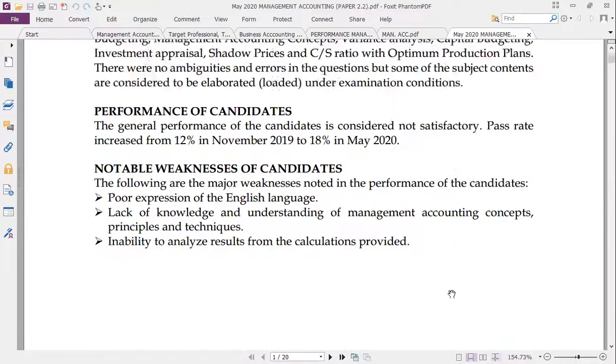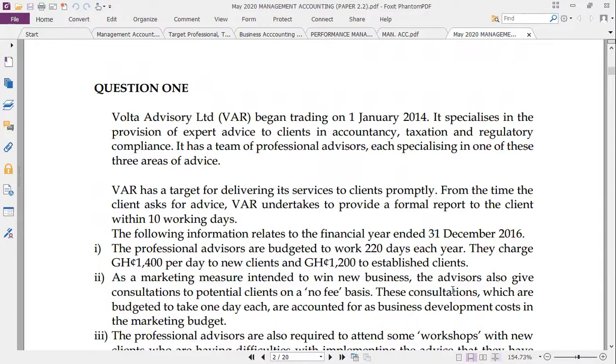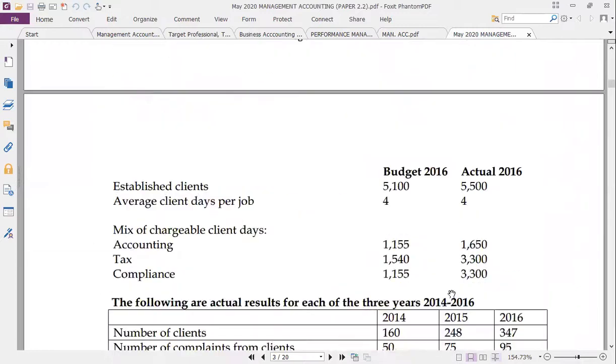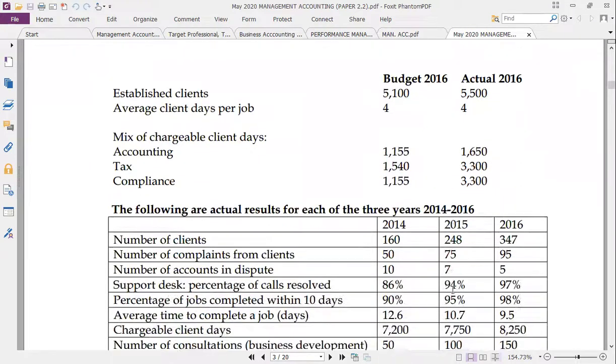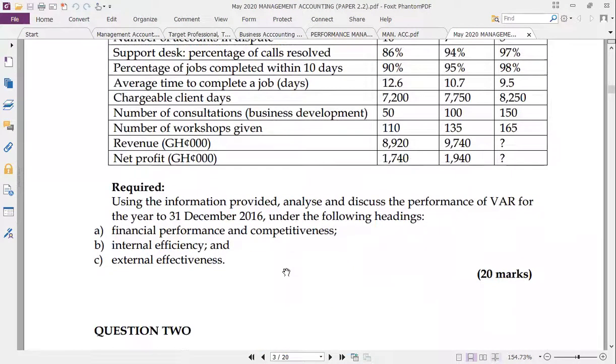2020 May. This one is a very long one, a 2-page question. It's from Voter Advisory Limited. It gives a lot of financial and non-financial information. The following actual results: number of clients for the 3-year period, number of complaints from clients, number of accounts in dispute, support desk percentage, everything. Number of consultations, number of workshops given. When you are done with that, the requirement.